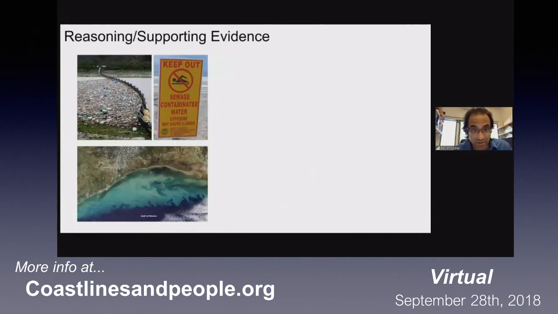Finally, the reasoning or supportive evidence is a lot. Here are some pictures to give you an idea. There is raw sewage coming out into the ocean, and then images of signs which say stay out of water to avoid contaminated water so that you don't get sick. And then on a larger scale, you have dead zones in the Gulf of Mexico because of nutrient pollution coming into the water. All of these are things which can be addressed using pressure exchange.